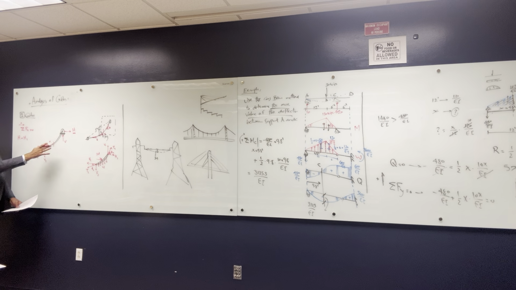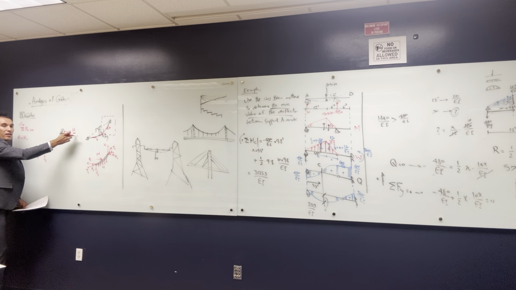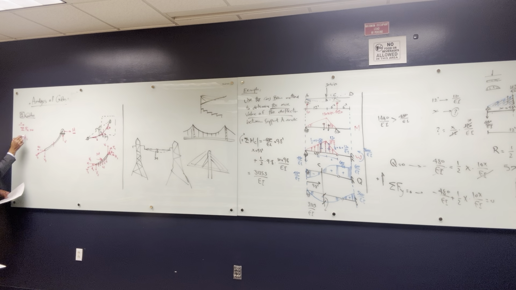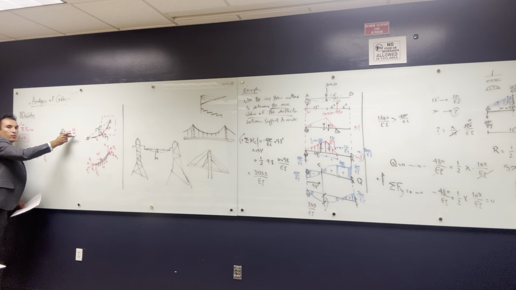It's not gonna be right. But if the cable only supports vertical load, the horizontal component at any cross section is gonna be equal to the reaction here, okay? So H1 is equal to H. If you cut here, H2 is gonna be equal to H. If you cut here, H3 is gonna be equal to H.